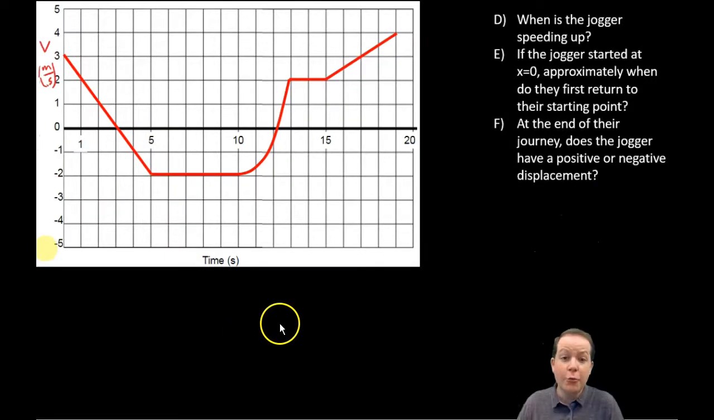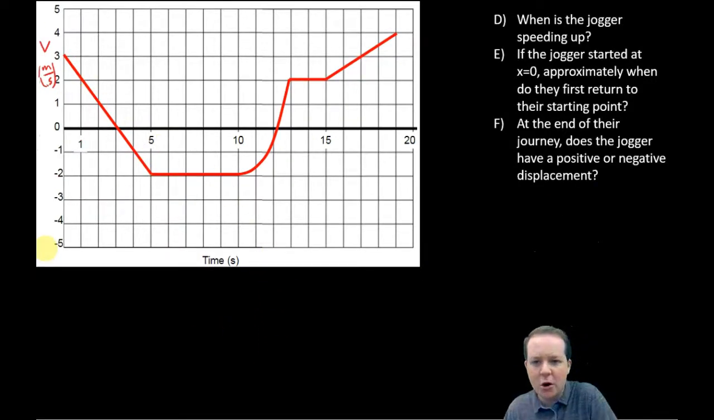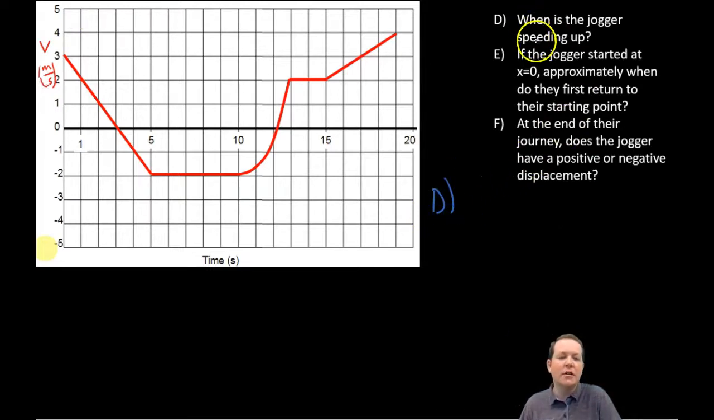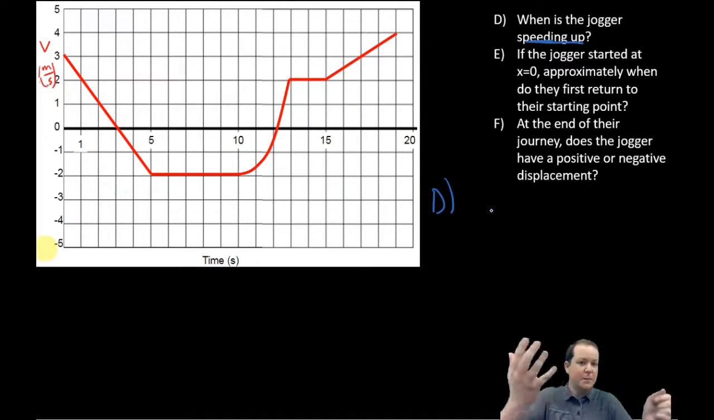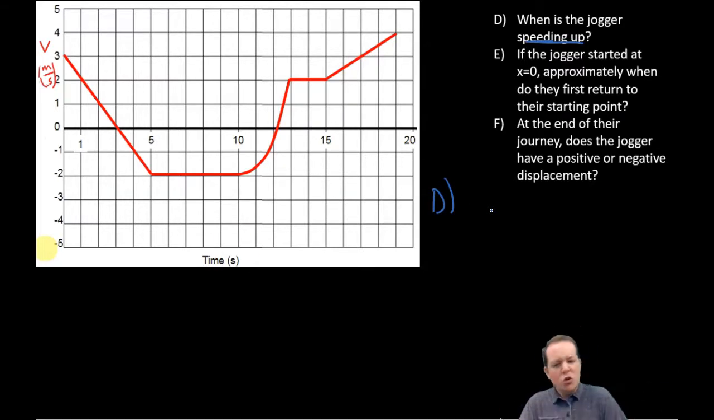Okay, let's go through the second 3 questions. All right, I'm going to go back to blue. Letter D says, when is the jogger speeding up? Remember, you're going faster and faster when you have velocity and acceleration having the same sign. If both are positive, speeding up. If both are negative, speeding up. You could also just reason it out by looking at the graph and looking at when you're getting further away from 0 meters per second, either in the positive or in the negative.